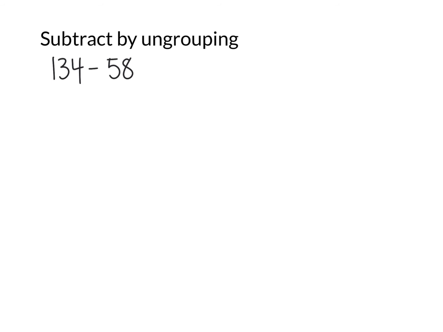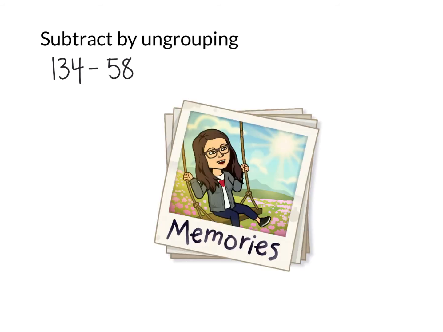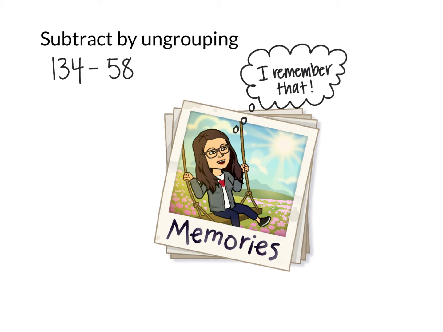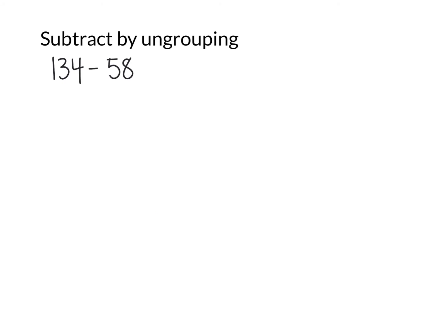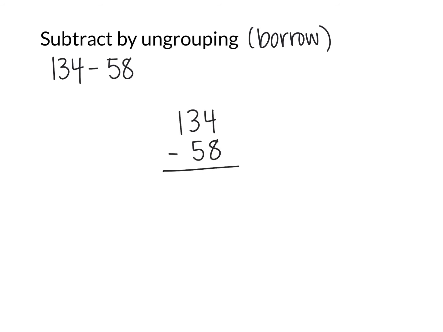Now let's look at a different strategy. We're going to try subtract by ungrouping. Now, if you remember, in addition, we learned how to group new groups of tens, hundreds, or thousands. Now we're going to ungroup or borrow when we don't have enough. Let's start by rewriting this problem so that we line up the ones, tens, and hundreds. I know we like to start with the ones, so let's look at that. 4 minus 8. I can't do that. So I'm going to borrow from next door, which means I'm going to ungroup.